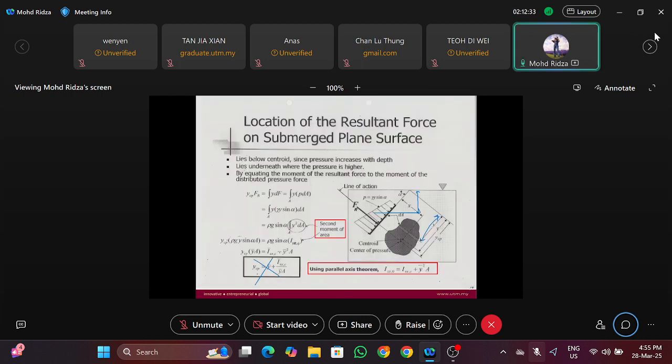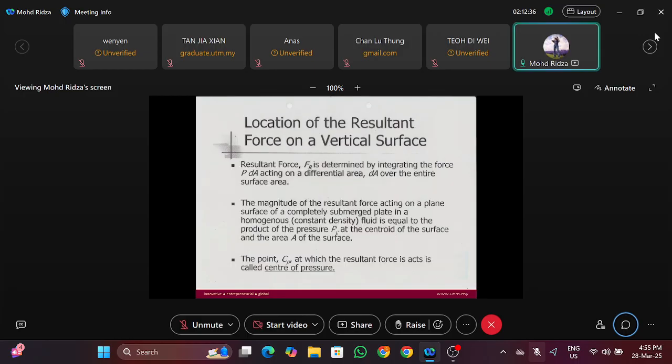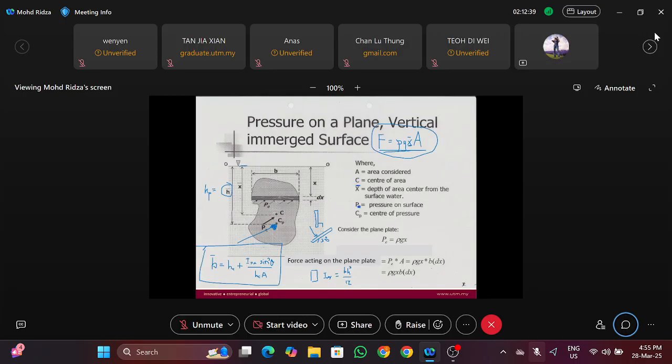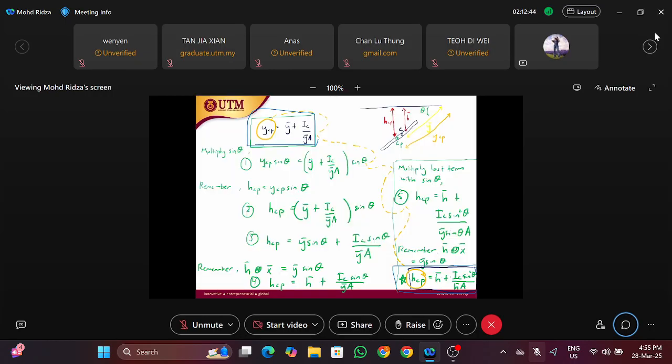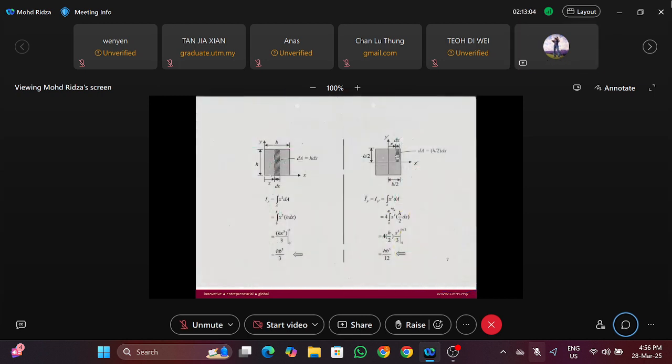Okay, this is confusing. There's a lot of formulas around. This one I should use H bar or HC. It's okay. This is HC, this is HC, this is HC. Okay, this is the second moment of area, IXX or IYY here.